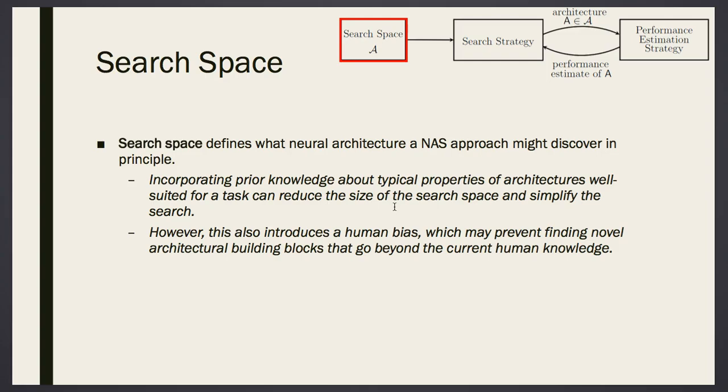What will help you is if you incorporate prior knowledge about typical properties of architectures which are well suited for the task you're using. This can reduce the search space. So this is where you do the handcrafting. So in your search space, the possibilities are limitless. But if you're going to do semantic segmentation, and if you know that a U-Net structure works well for semantic segmentation, maybe you confine your set to U-Net variants. So you will handcraft it depending on the task.